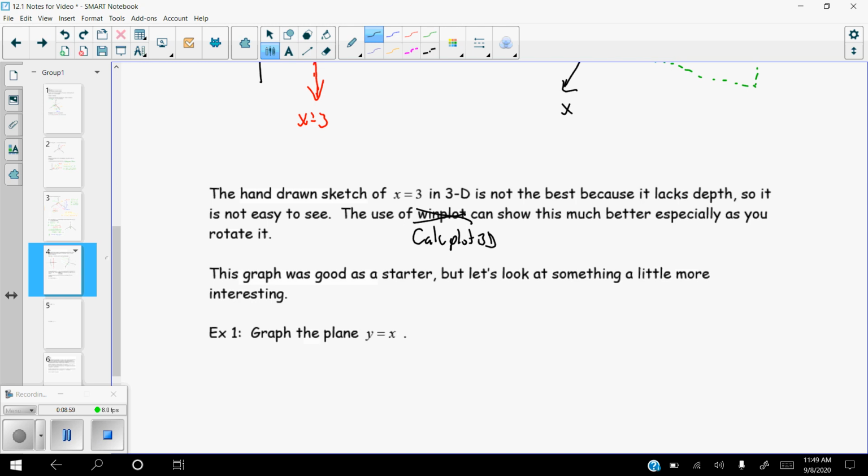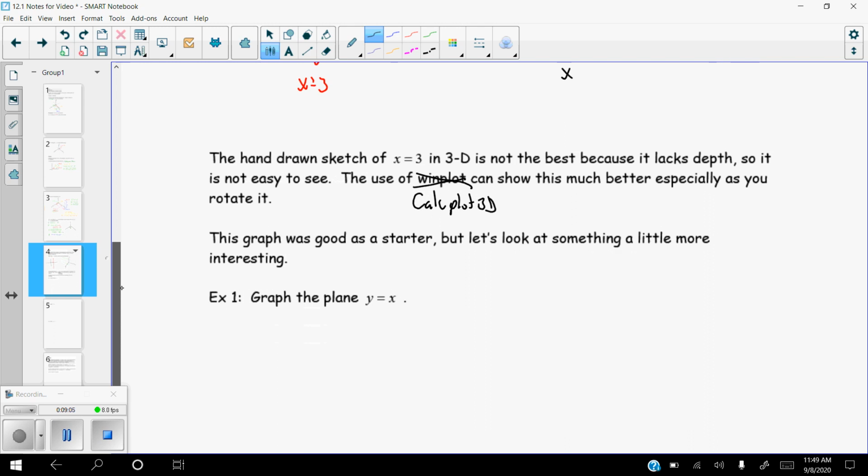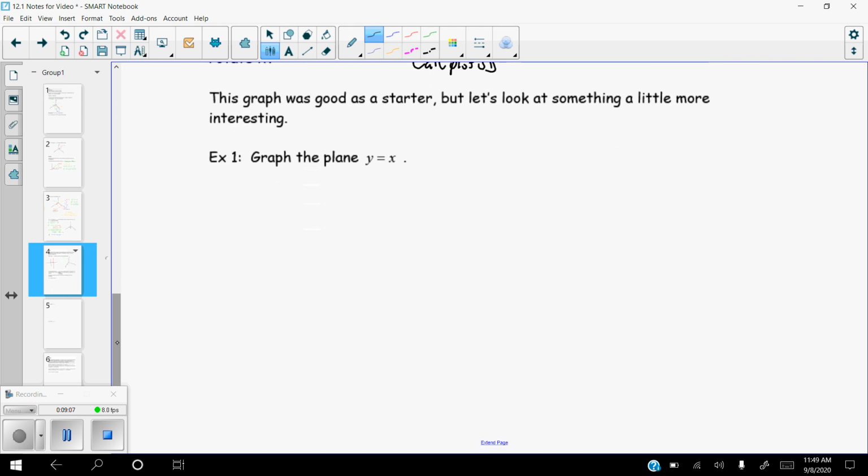All right, so that graph was a good thing to start, but let's look at something a little bit more interesting. How about the plane y equals x? A little bit harder to draw this one than it was the other one. So once again, I'm going to try to do this. Let's see. I'm going to draw my y-axis more horizontally this time and more vertical for the x. Let's see if this works. I hope so. So here's x, here's y, here's z.